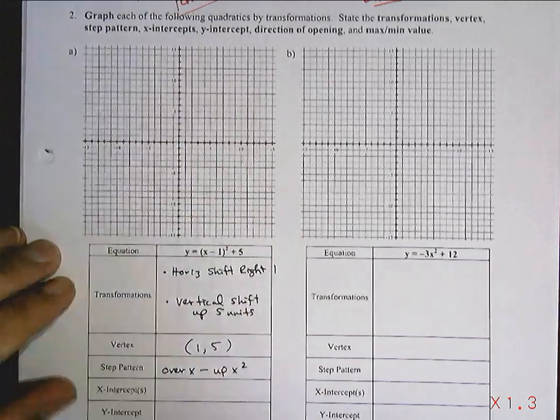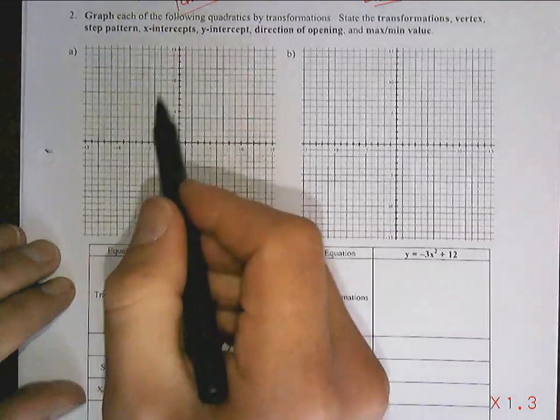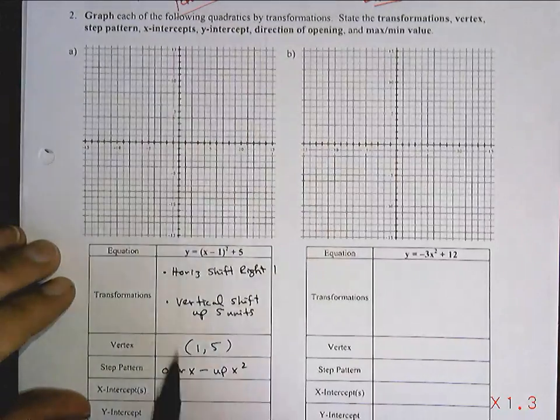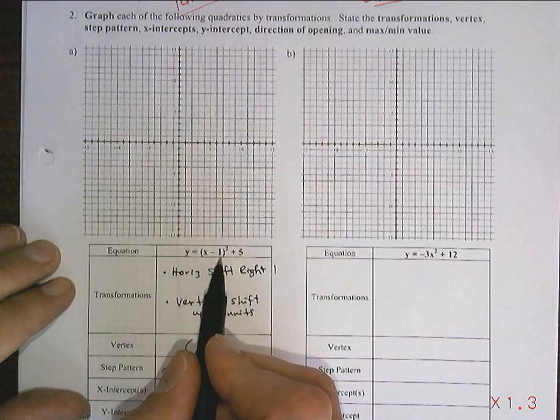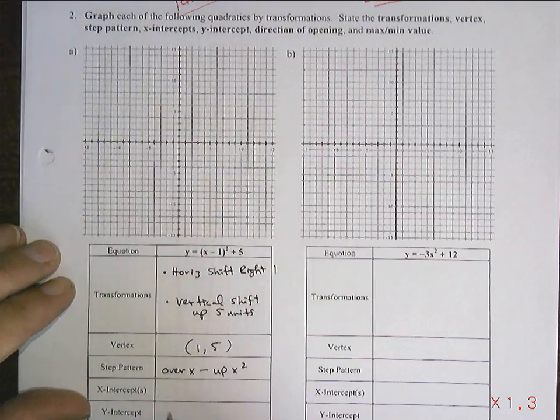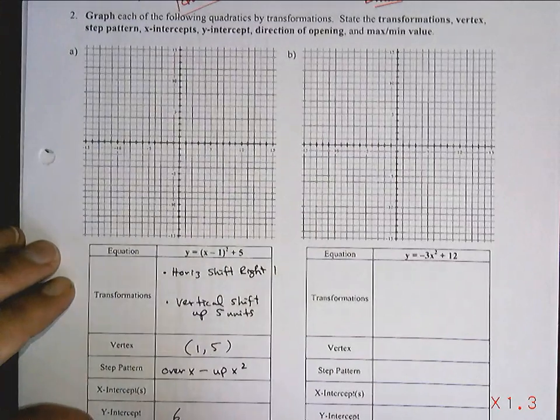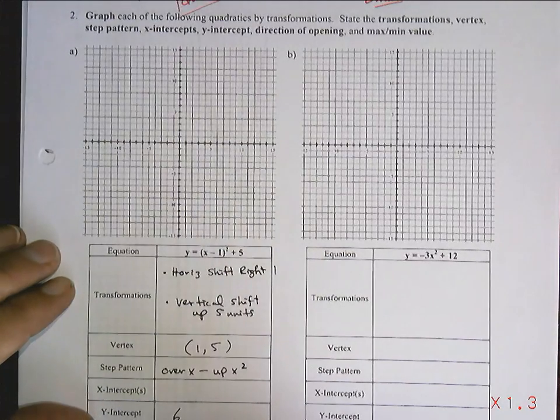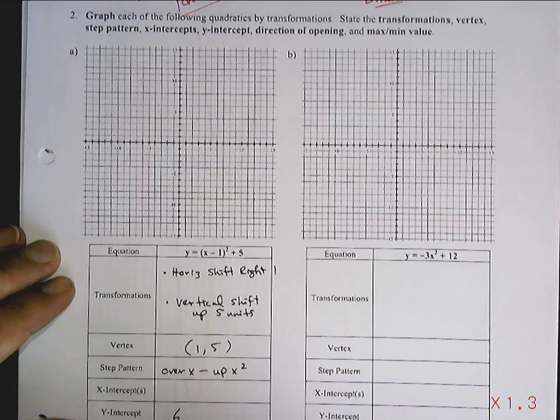X-intercepts. Well, I don't know those. I'm going to have to do those on the graph to figure them out. The y-intercept, if I set x equals to 0, it's negative 1 squared is 1 plus 5 is 6. Direction of opening, the A is greater than 0. It's positive. It's actually plus 1. So it's going to open up. Does it have a maximum or minimum value? Well, it opens up, so it's going to have a minimum. And that minimum will be from the vertex, 5.